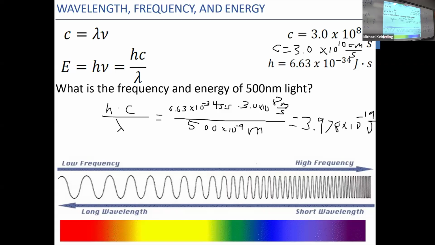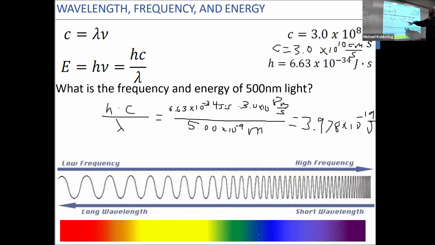And that's green light, I think. I think 500 nanometers. Might be yellowish. It's visible light. And then here's how you can calculate the energy. You know, Planck's constant times c divided by the wavelength.